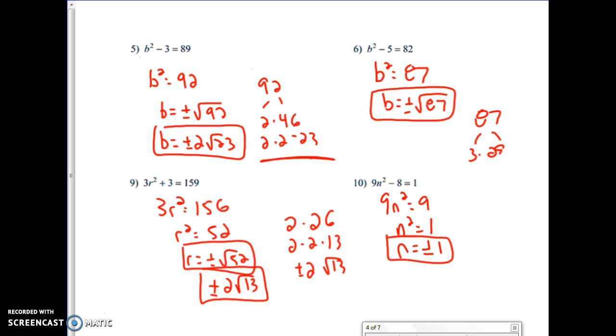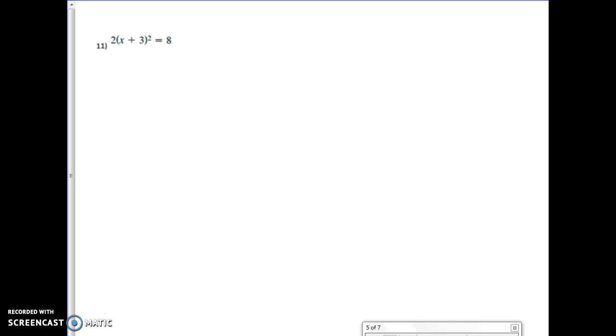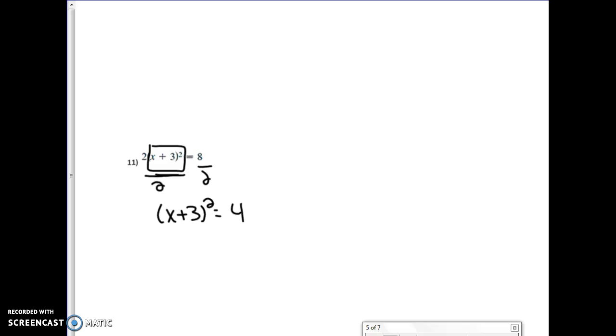Okay? Here's what I'm going to ask you. We're going to look at this next page here, and we're going to look at number 11. This is the same basic idea. I can multiply this out. I can do x plus 3 squared, but because I have a quantity squared right here, I can isolate this and solve for it. So what I'm going to do is I want to get x plus 3 squared by itself. So what I'm going to do is divide both sides by 2. So I end up with x plus 3 squared equals 4.